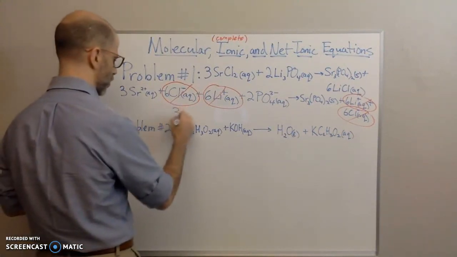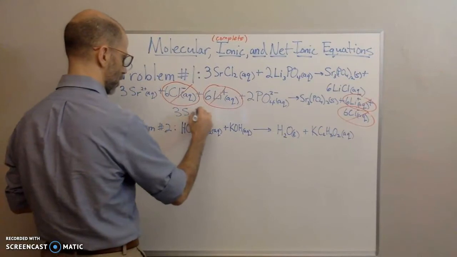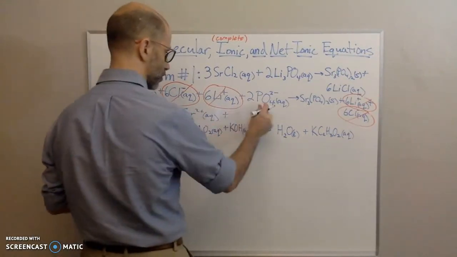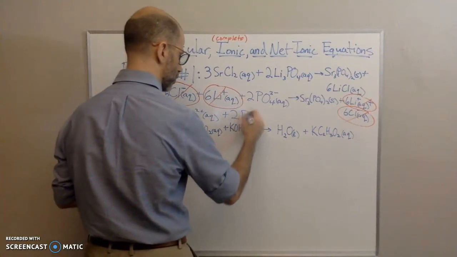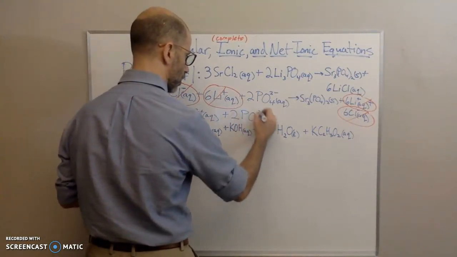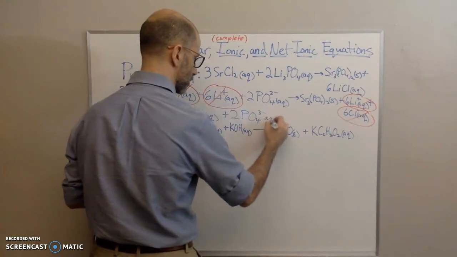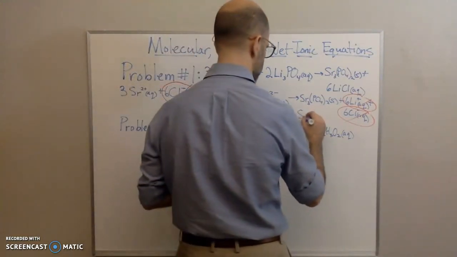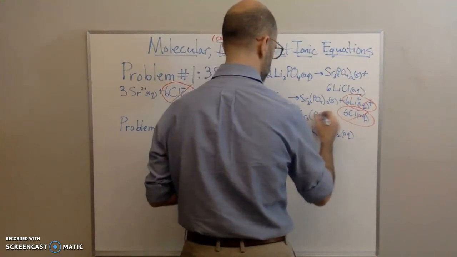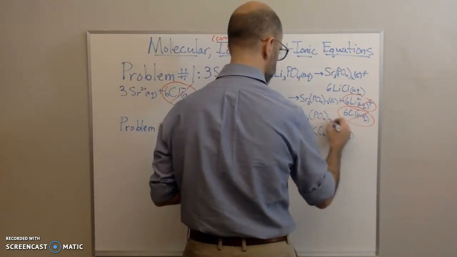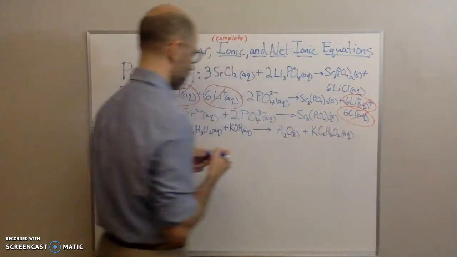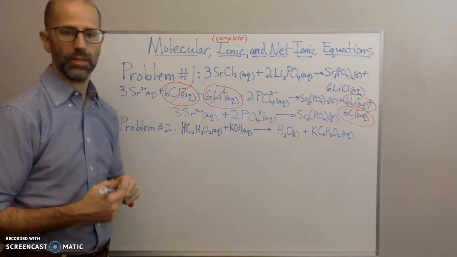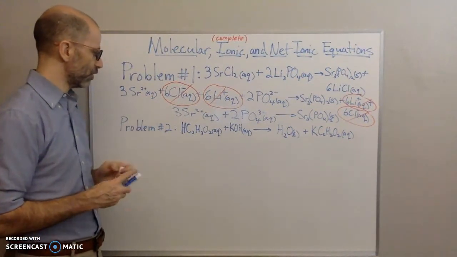So that's going to be 3 Sr2+ aqueous plus 2 PO4 3- aqueous, and then that's going to go together to form your Sr3(PO4)2 solid. And so that is your net ionic equation. Okay, so that's the first problem.